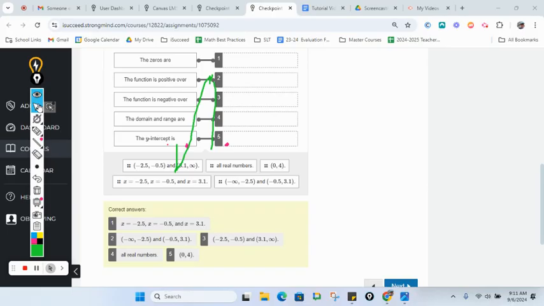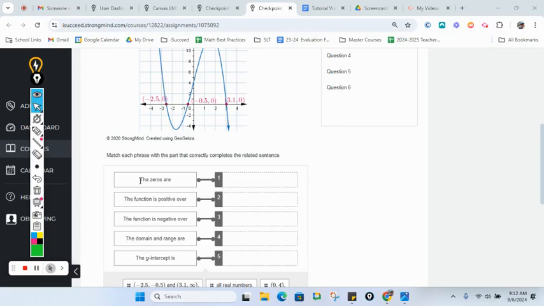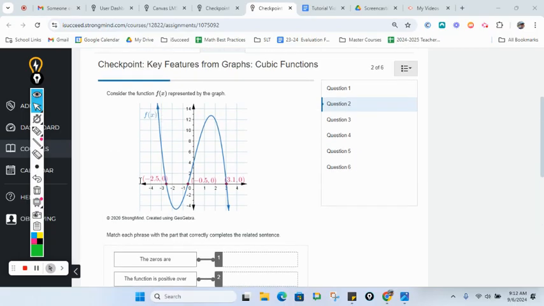Oh, you know what? I did it wrong. Disregard. I was looking at increasing and decreasing. I am so sorry. Disregard. Function is positive. Duh. So I was overthinking it.